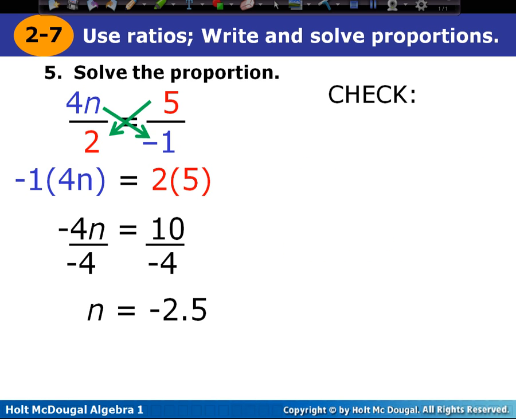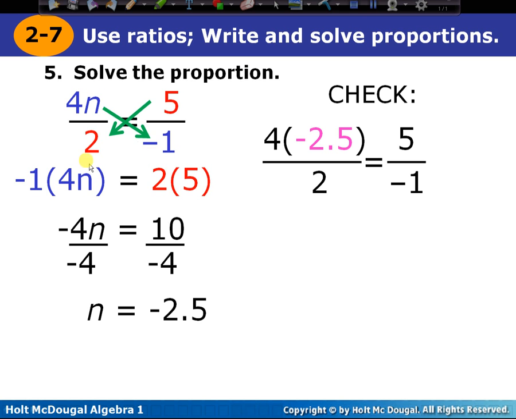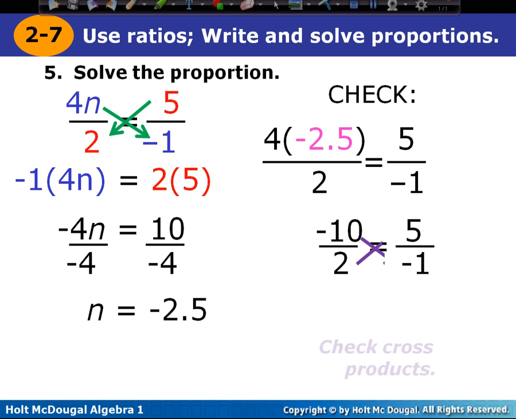We're going to go ahead and check this. We're going to go back to our original proportion, and instead of n, we put in negative 2.5. 4 times negative 2.5 is negative 10. So again, two different ways. You could plug the negative 10 over 2 into your fraction button in your calculator and hit enter, and then put in 5 over negative 1 and hit enter and see if they're the same. Or you could cross multiply again. Negative 10 times negative 1 is 10, and 2 times 5 is 10. So this checks out, and our answer is n equals negative 2.5. Make sure you have the work and the check written down before you move on.